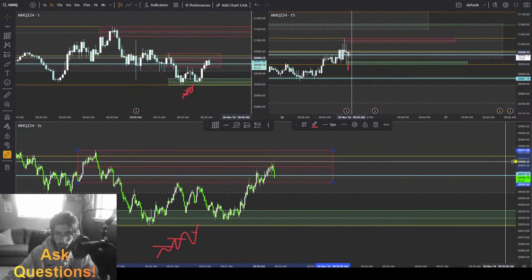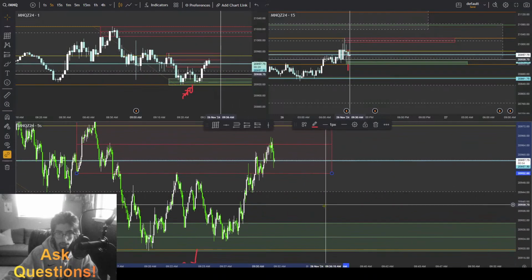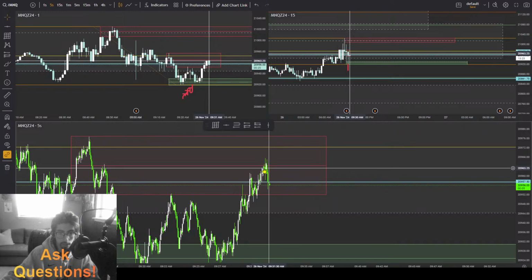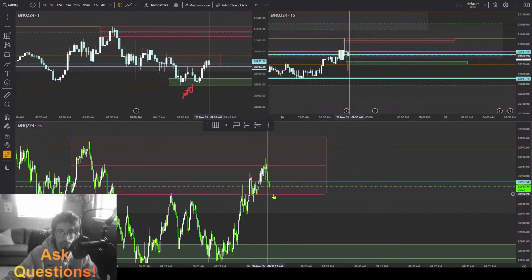Let's see if this trade delivers. I think it is going to deliver. We'll see right now. See how close it gets. It reached 50%. So it would have filled you. And then let's see if it's going to reach TP.